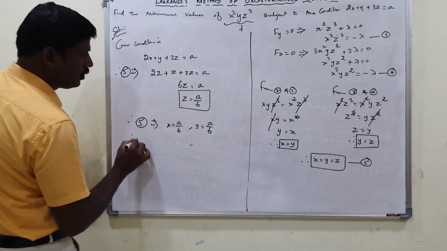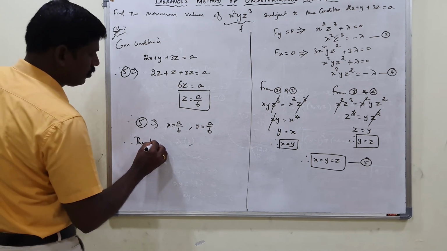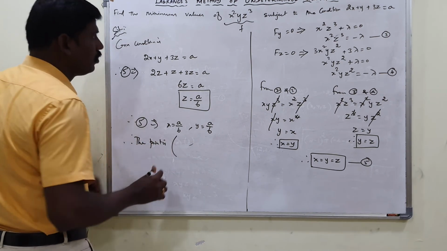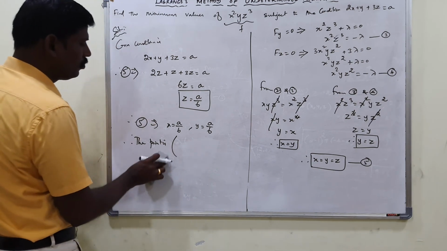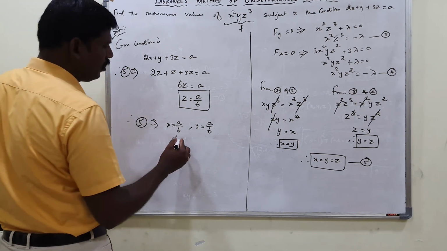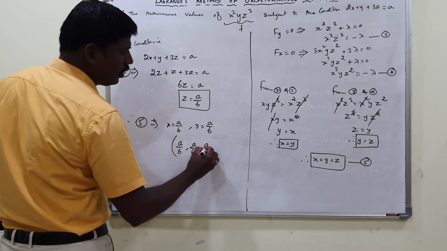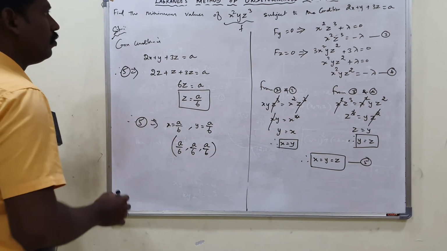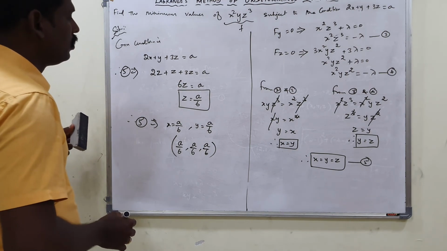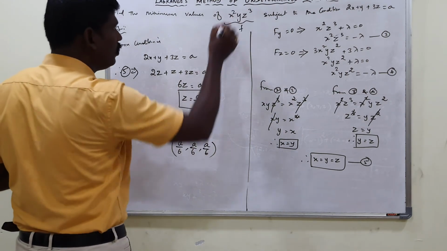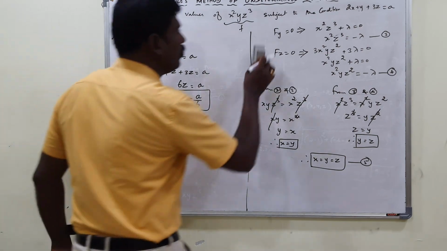Therefore, the point is a by 6 comma a by 6 comma a by 6. Okay. Substitute this value into f, and you can get the minimum value.